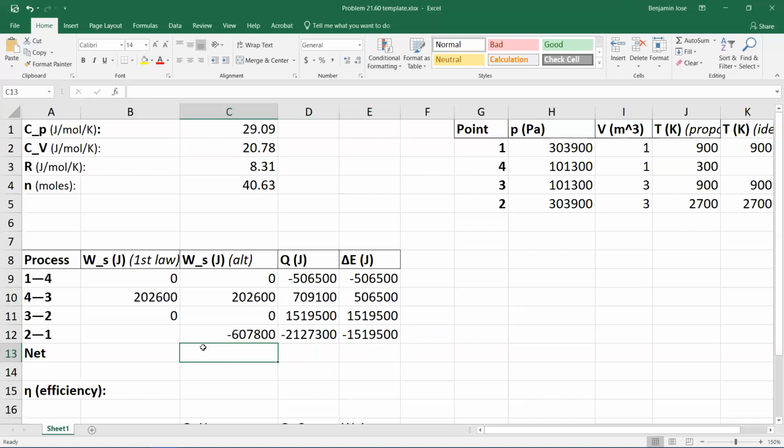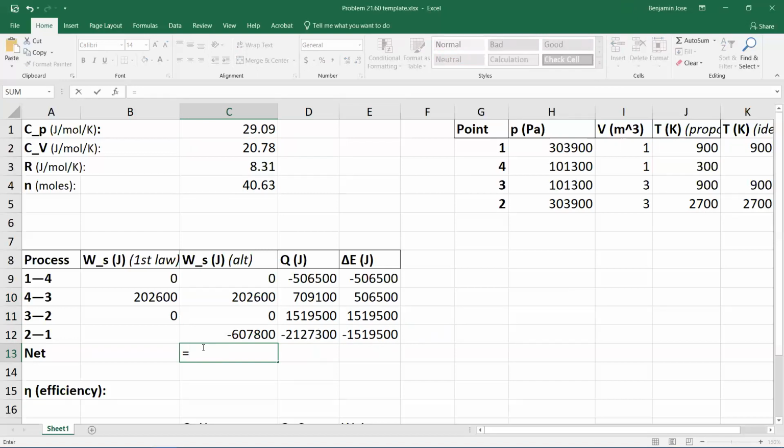Now for the net, I'll use this column to find the net work done. Now, I can see from the numbers, but going into the problem, I didn't know if it was going to be output work or input work. Since it's a PV cycle in reverse, I would have assumed input work because I would be thinking, oh, this is a refrigerator, so it requires work in.